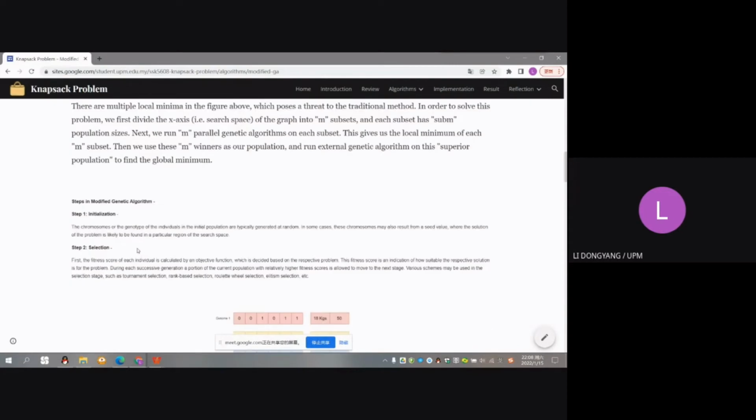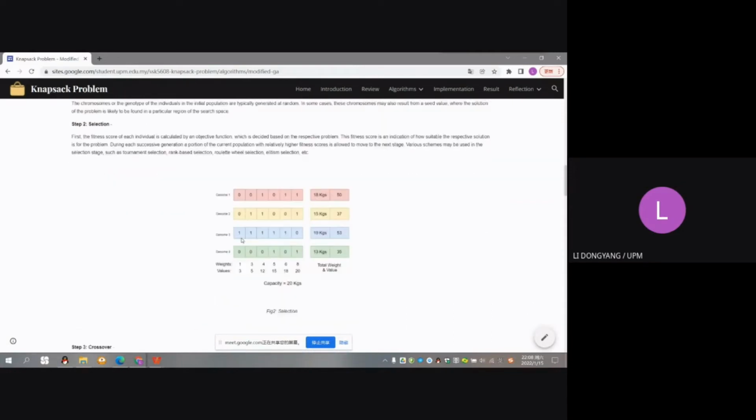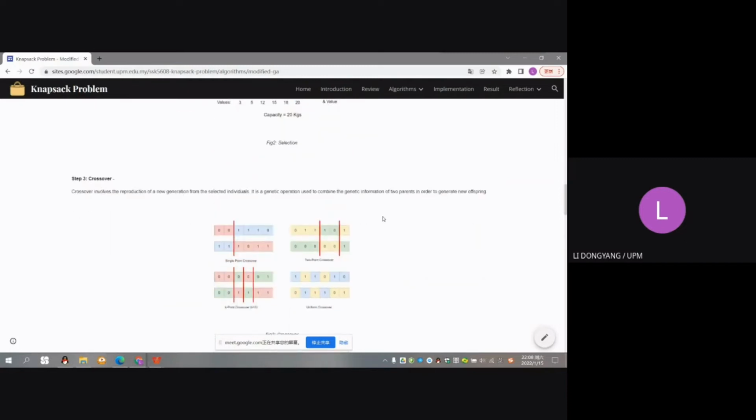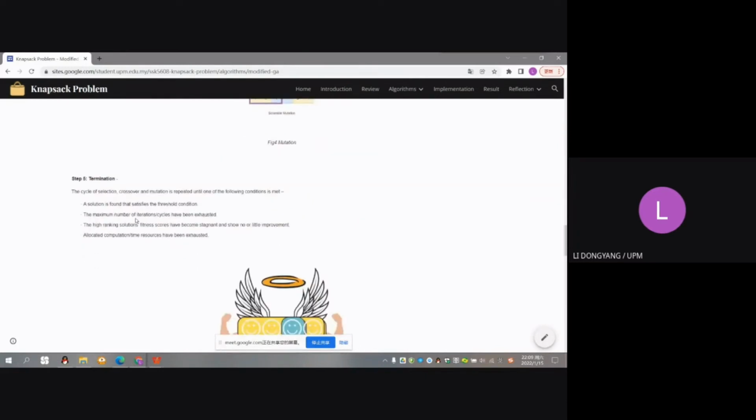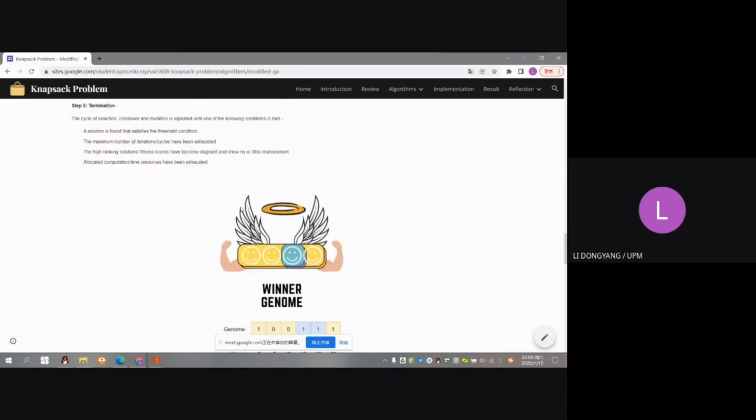The steps in the modified genetic algorithm follow the basic genetic algorithm. It has initialization, selection, as you can see from the picture, and it has crossover, mutation, and termination. If it satisfies the end task, we end the cycle.